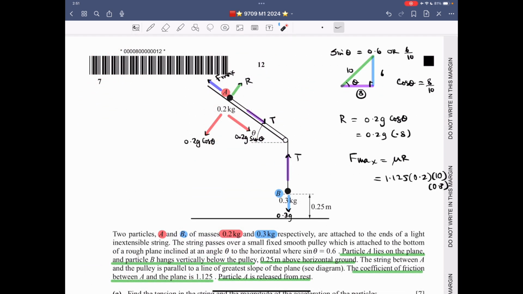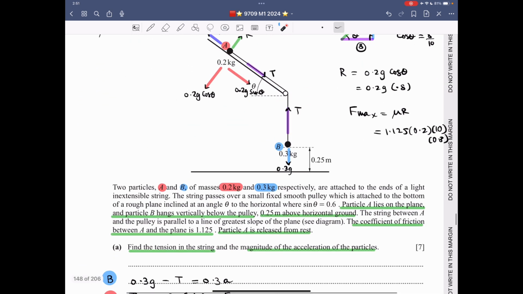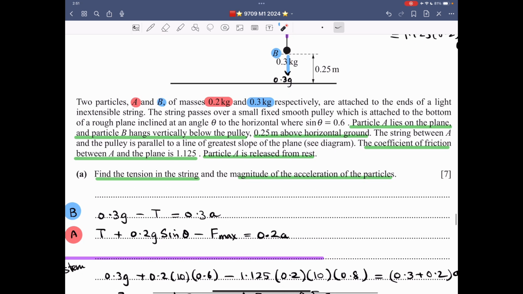Now let's look at question number 7. It says 2 particles. I'll go to the diagram in a short while. Let me first read it because then I get distracted with the diagram. 2 particles A and B of such and such masses are attached to the ends of a light inextensible string. It passes over a small fixed smooth pulley attached to the bottom of a rough plane, inclined at an angle theta, sine theta is given. Particle A lies on the plane. Particle B hangs vertically below the pulley, 0.25 meter above horizontal ground. The string between A and pulley is parallel to the line of greatest slope.